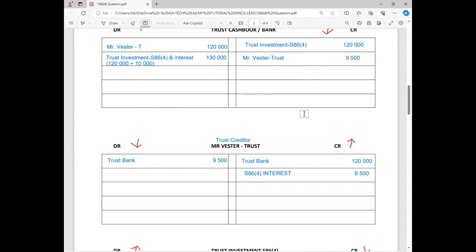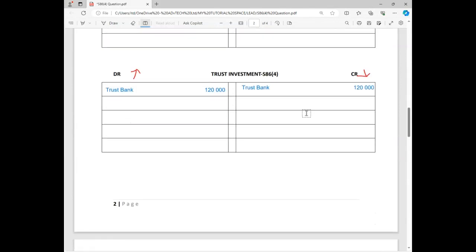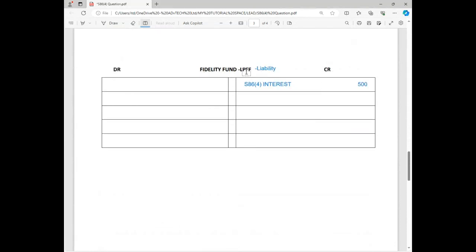Remember, we must also pay the interest which belongs to Fidelity. Now, we owe the Fidelity Fund how much? 500. So we must also do the same and pay that. So how do we pay that? Obviously, we pay out of the trust bank. So we're going to make sure that we take money from the trust bank. So by doing that, it means we pay on the credit side here. Can you see now? We say trust bank because obviously this money must come from the trust bank.